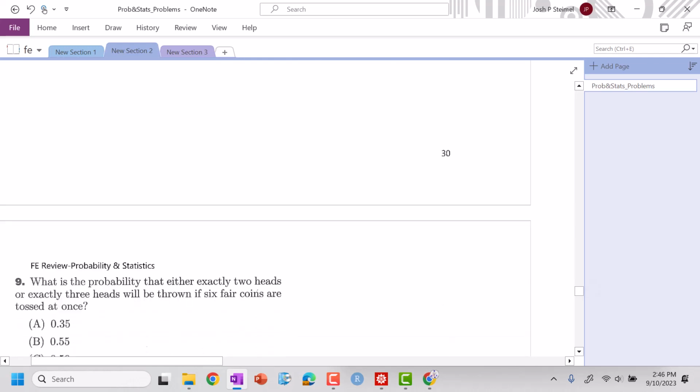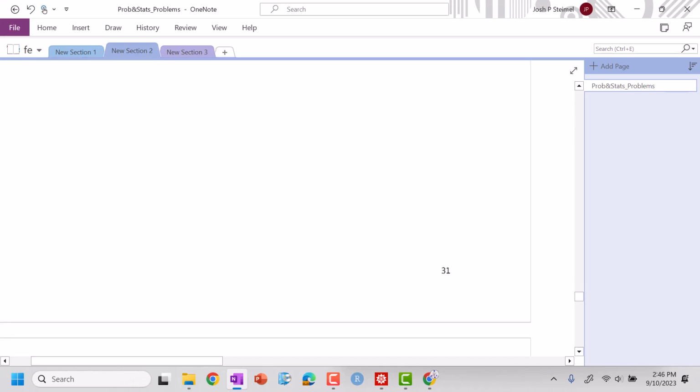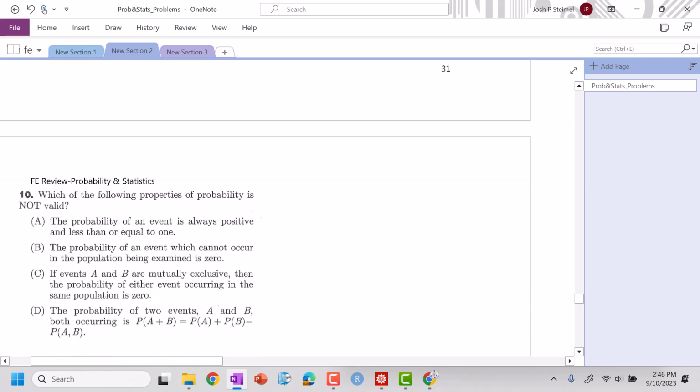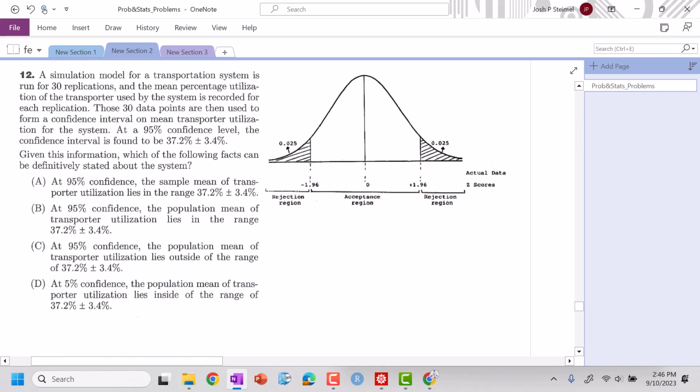All right, let's read some of the next problems. We're getting to the end here. What is the probability that exactly 2 heads or exactly 3 heads will be thrown if 6 fair coins are tossed at once? These are kind of combination problems. We've done these. I'm trying to look for some newer problems, things that we haven't really seen before, but these are all kind of similar.